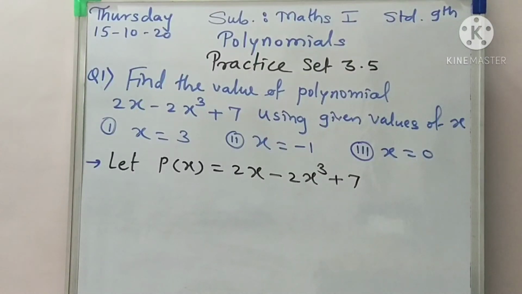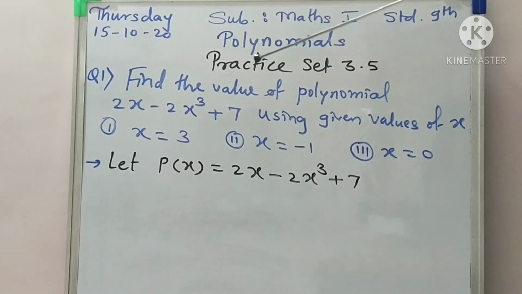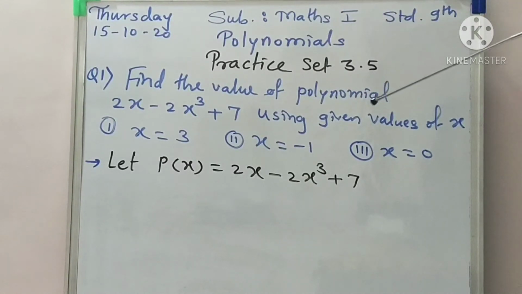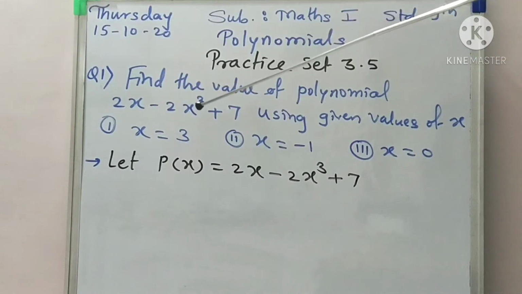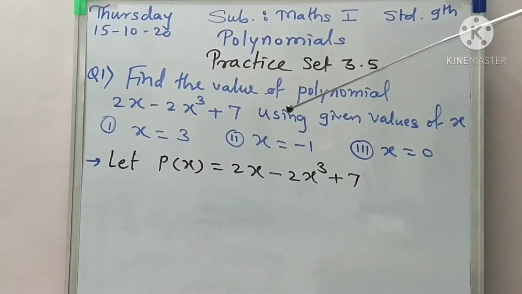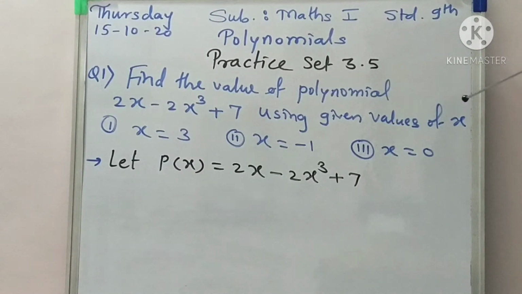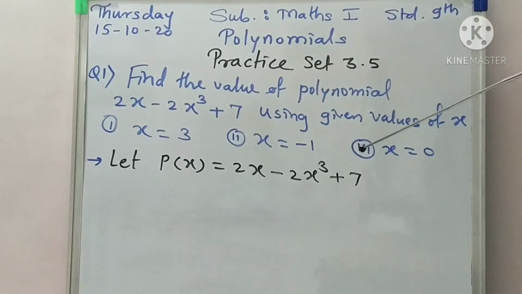Alright students, so here we continue with our third chapter, polynomials, and today we start with practice set 3.5. Okay, the question is: find the value of the polynomial. The polynomial is 2x minus 2x cube plus 7, and we have to find the value of this polynomial using the given values of x, and here we have three values for x.